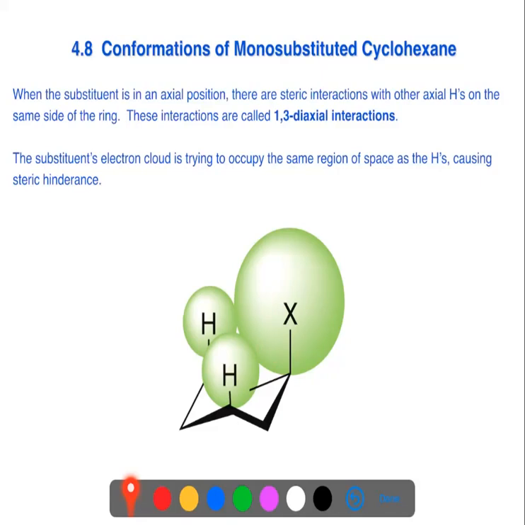So these 1,3 diaxial interactions are what give rise to a less stable conformation when that substituent is in the axial position. The electron cloud around that substituent is basically trying to occupy the same region of space as the hydrogens. And so there's a steric effect, a steric hindrance associated with that. So again, the preferred conformation for a monosubstituted cyclohexane is that the substituent lie in an equatorial position on cyclohexane and not the axial position.